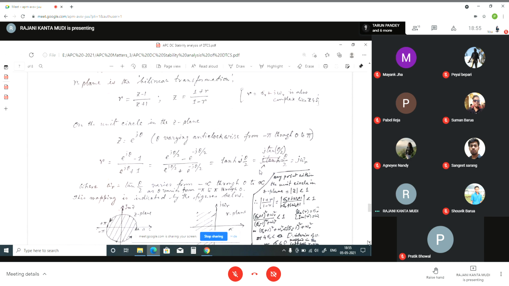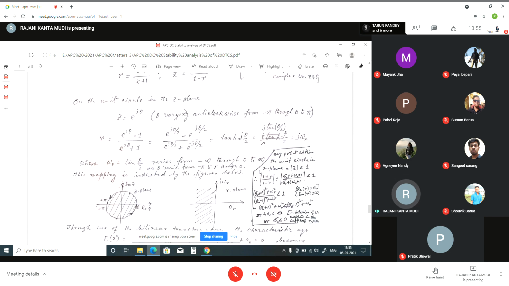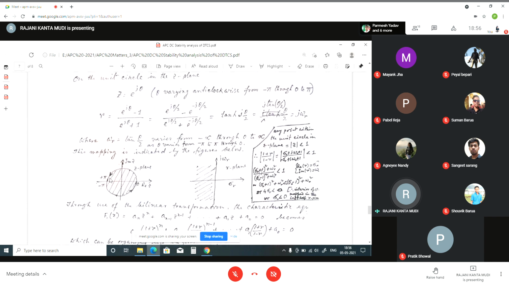That means the unit circle in the z plane represents the imaginary axis of the r plane, because you see that theta varies from minus pi to pi through 0, when omega r varies from minus infinity to infinity through 0. That means this is the unit circle, say minus pi to pi in the z domain. This unit circle is mapped to the imaginary axis of the r plane.